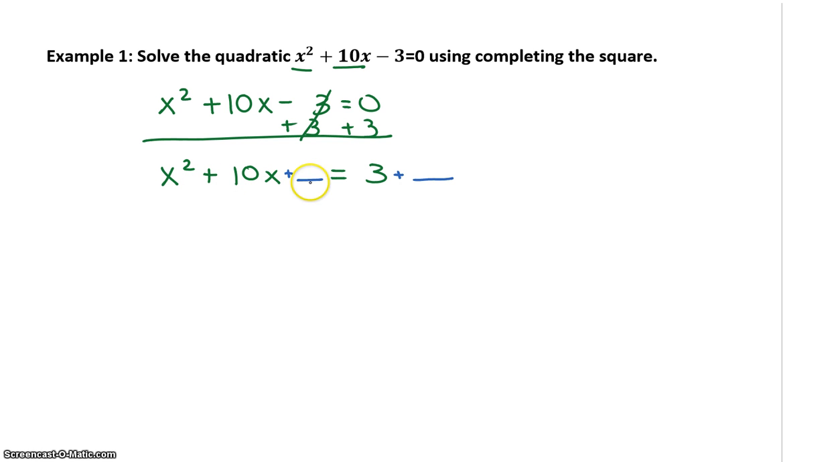You can start the process when you have a couple things. First, the leading coefficient on the x squared is 1, and second, you only have the x squared and the x term on one side and everything else on the other side. Notice that I added a plus blank here and a plus blank on the other side. The reason for that is because whatever we do on one side of the equation, we have to do on the other side to keep a balance.